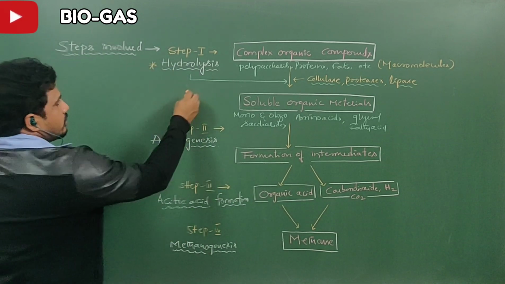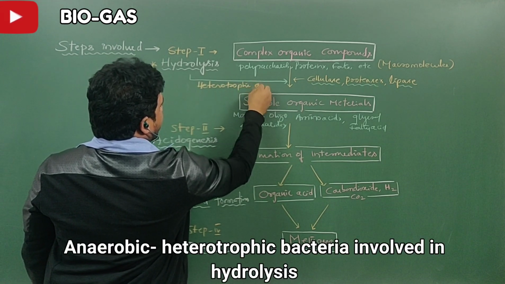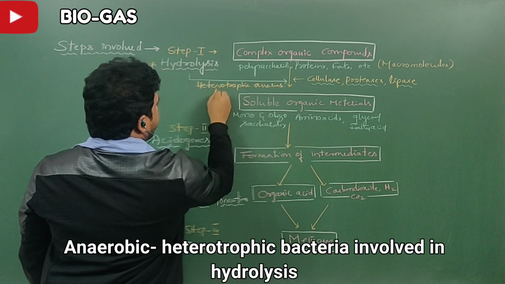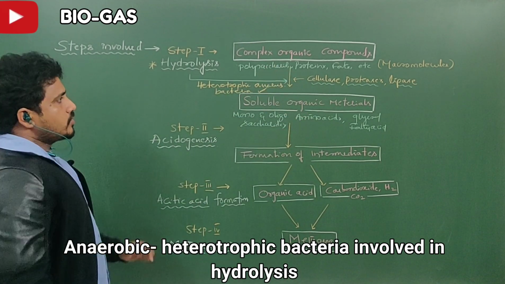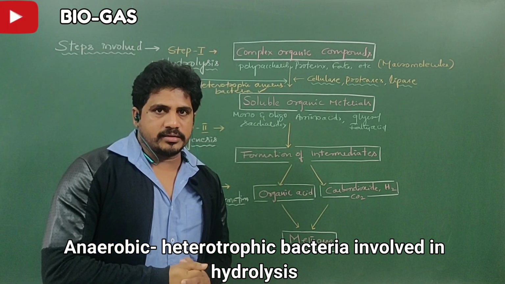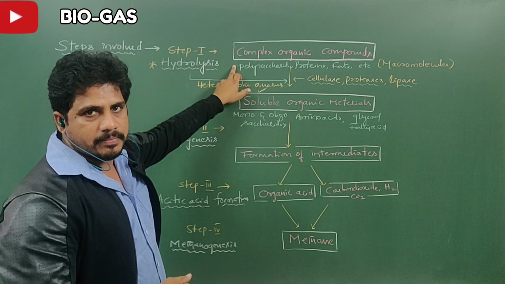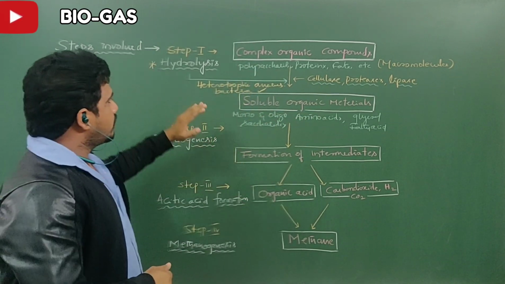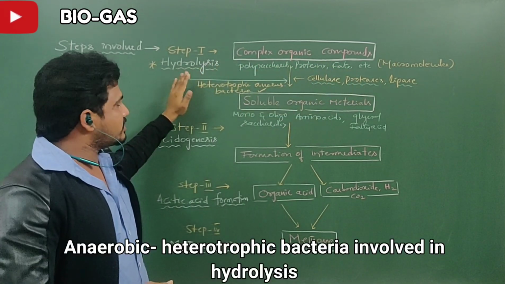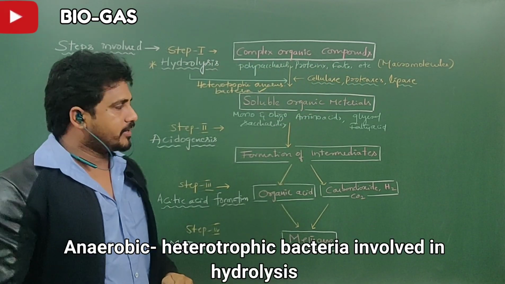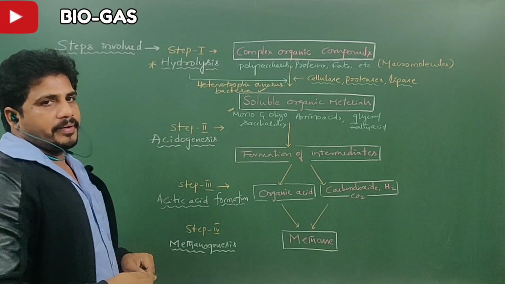So here heterotrophic anaerobic bacteria are involved. So what questions can be raised from the first step? Means enzymes and their respective substrates and products, first one, and which type of bacteria produce such enzymes. Certainly the answer is heterotrophic anaerobic bacteria. Once the soluble organic materials are formed, the second step begins.